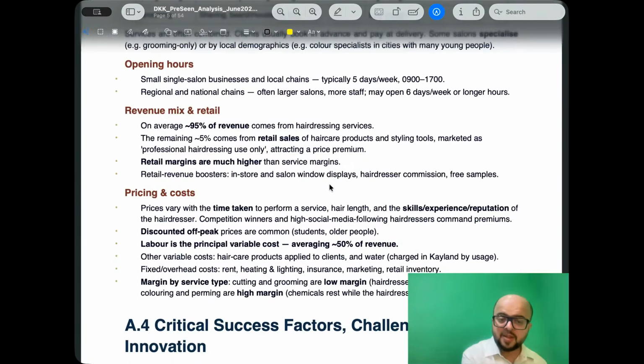Fixed or overhead costs are rent, lighting, heating, insurance, marketing, retail inventory, and margin by service type. Cutting and grooming are low margin because a hairdresser is involved throughout. Coloring and perming are high margin.